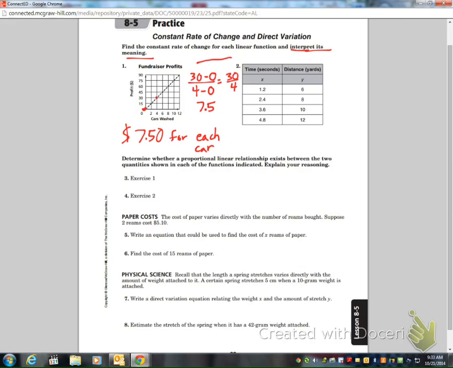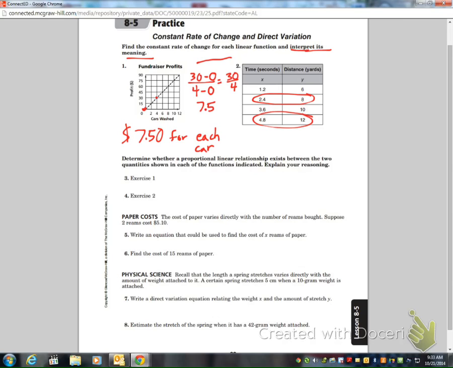All right, if we look at our second one, now this one is a table. Still need to find the constant rate of change, which means I can use any 2 points, right? Because it's a constant rate of change. So the difference between 3.6 and 4.8 would be the same as the difference between 1.2 and 3.6, right? So it doesn't matter which 2 points. So I'm going to do this value minus that value.